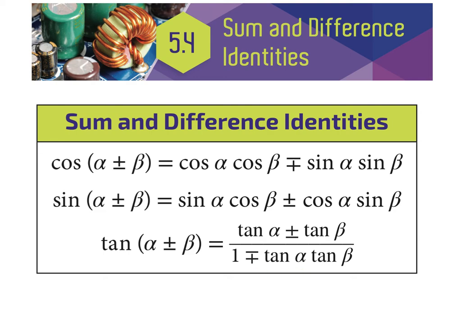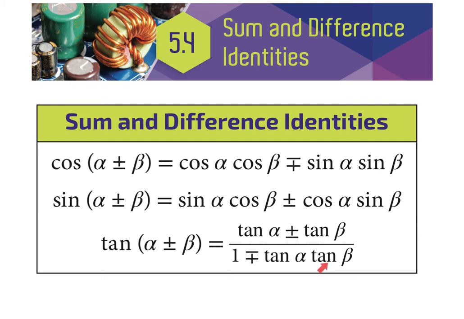All right, tangent's a little bit different. The top follows the plus and minus. The bottom does not. The bottom is switched. So for tangent, if I'm adding, I'm going to say the tangent of the first plus the tangent of the second over 1 minus tangent A, tangent B. All right. If I am subtracting, it's going to be the first one minus the second one over 1 plus the first times the second.